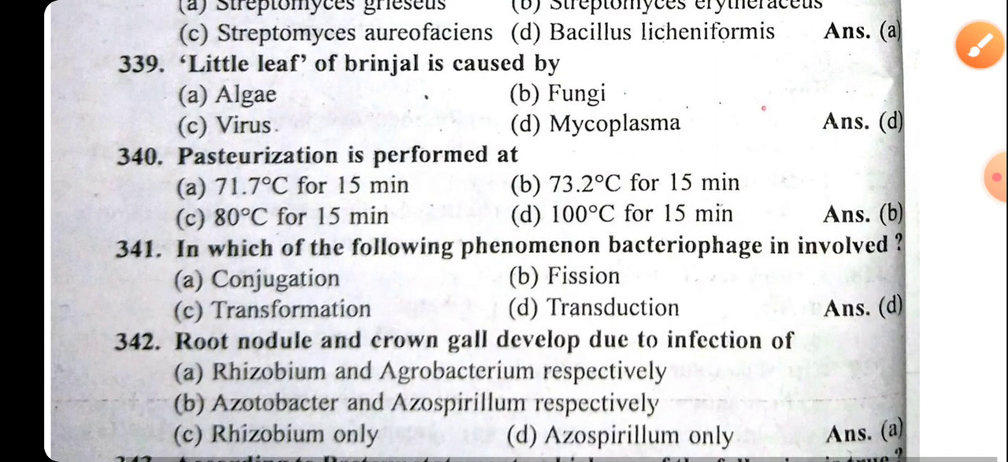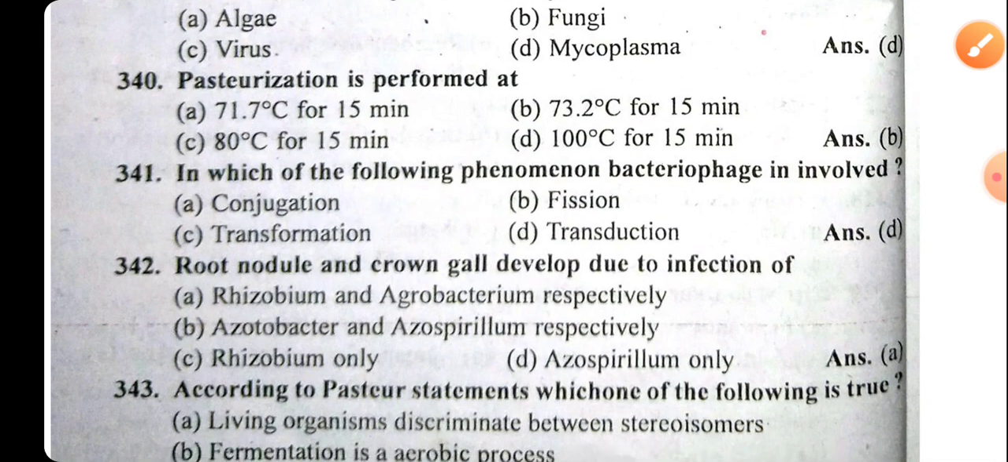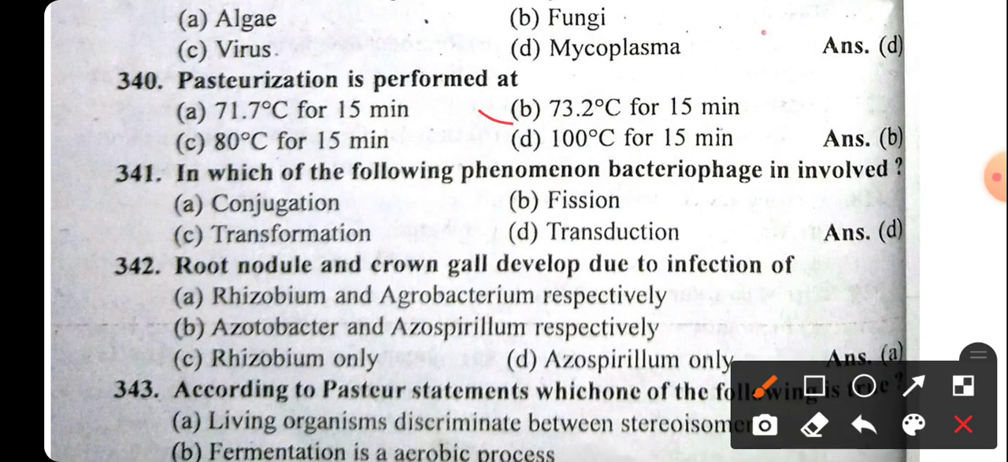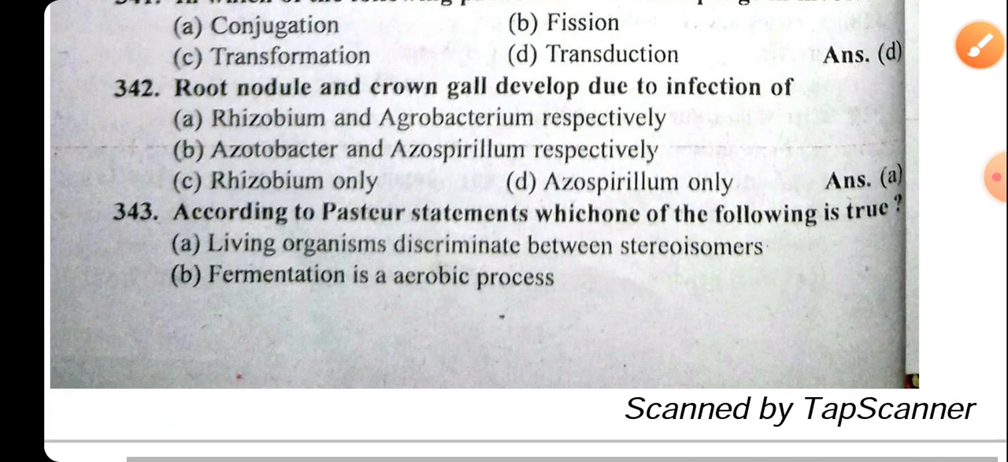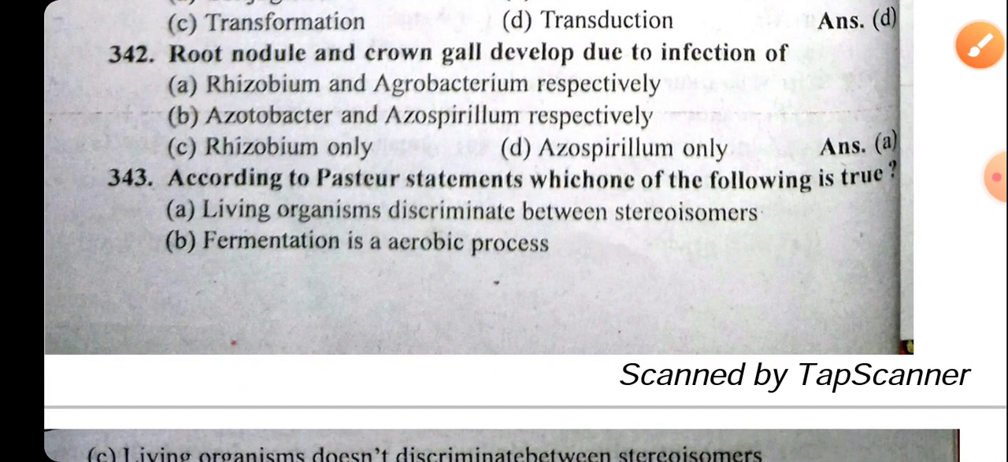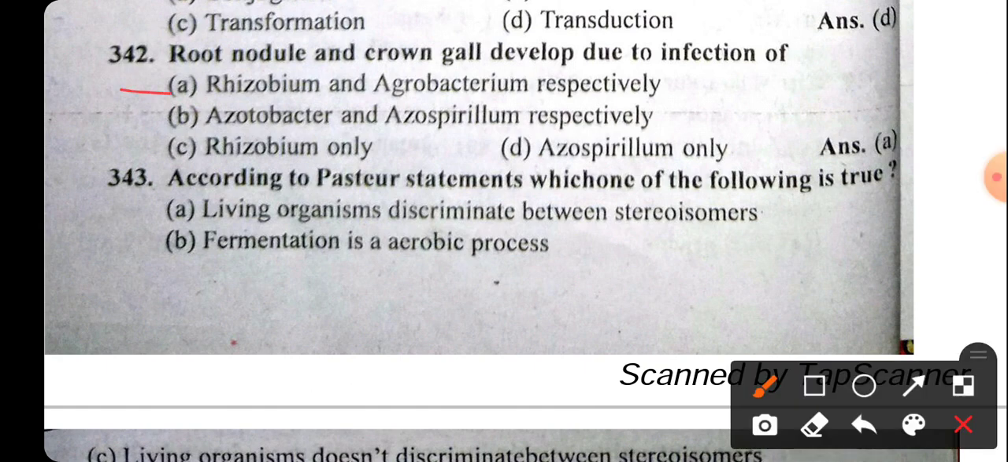Now the next question is: pasteurization is performed at, that is 73.2 degrees Celsius for 15 minutes. That is the pasteurization temperature at which we heat the milk. Okay. In which of the following phenomena is bacteriophage involved? Option D will be the right answer, that is transduction. Now the next question is: root nodule and crown gall develop due to infection of, option A will be the right answer, that is Rhizobium and Agrobacterium respectively.